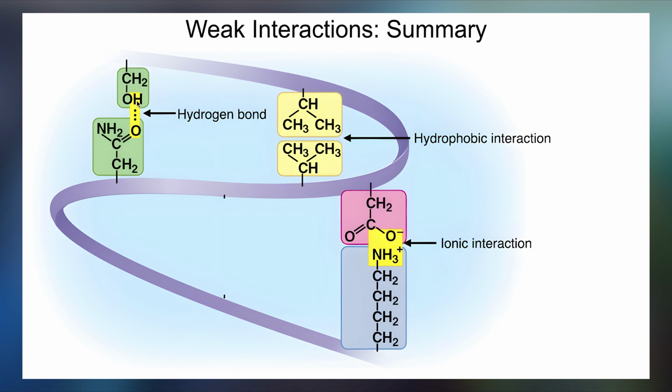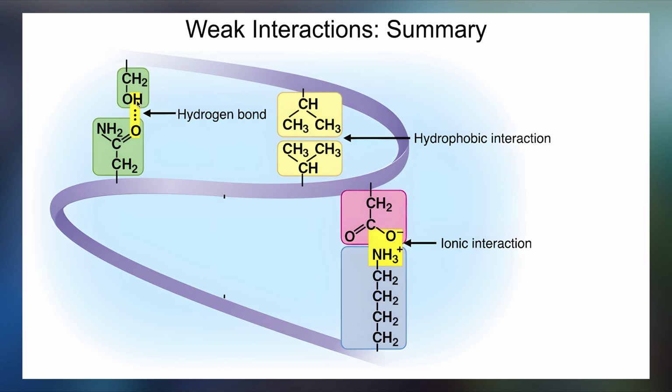And since there are lots of hydrogens and oxygens found in amino acids, hydrogen bonds are a very common form of bonding in protein structure. In particular, alpha helices and beta sheets are both stabilized, at least in part, by hydrogen bonds. So they're very important for the secondary structure and also for the tertiary structure as well.